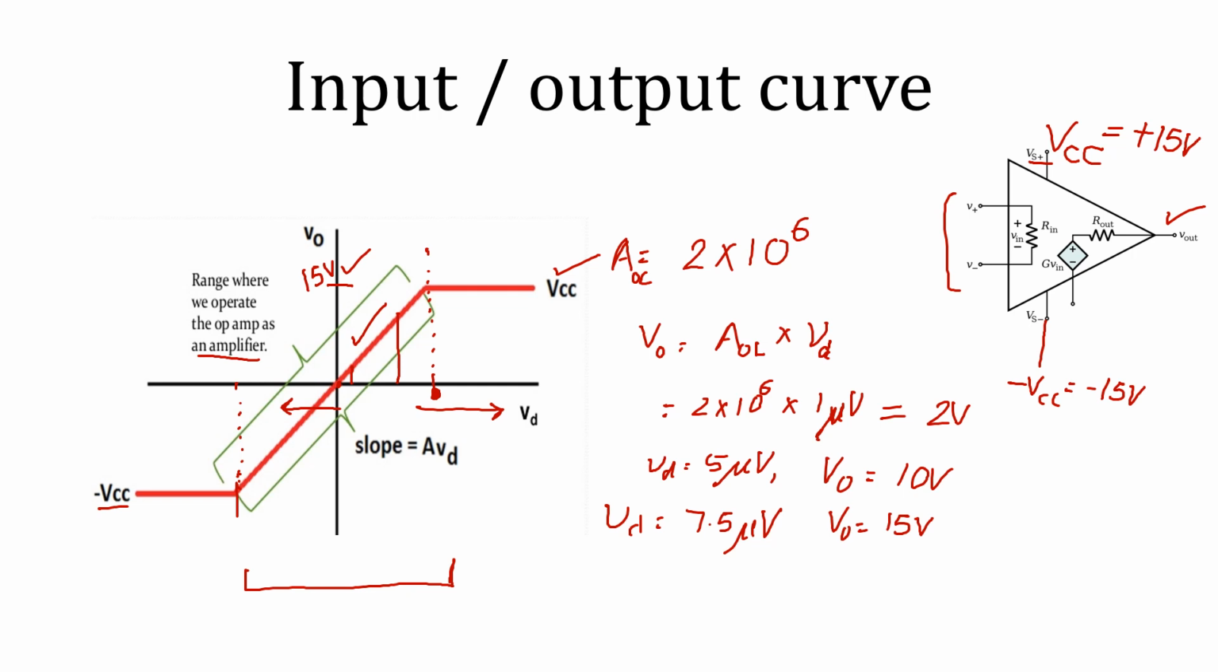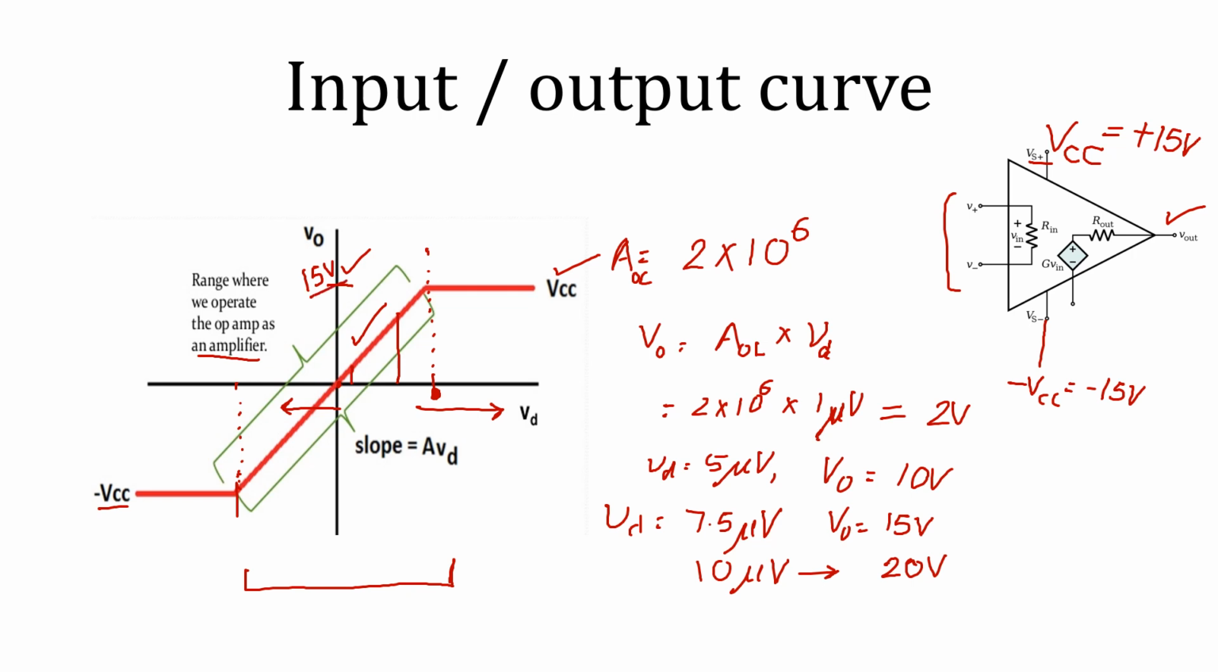But sometimes, in fact most of the time, it becomes a problem. Why is it a problem? Let's discuss another scenario. If the input voltage is 10 microvolt, theoretically the output should be 20 volt, but it is not possible. I've already told you that the maximum output it can give you is 15 volt.